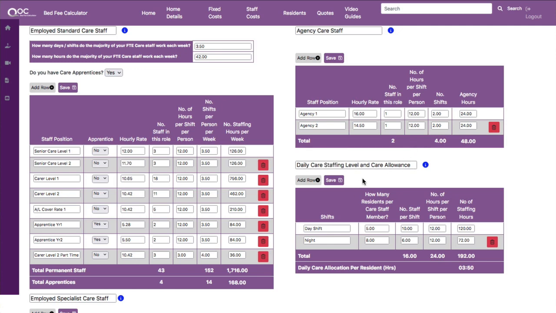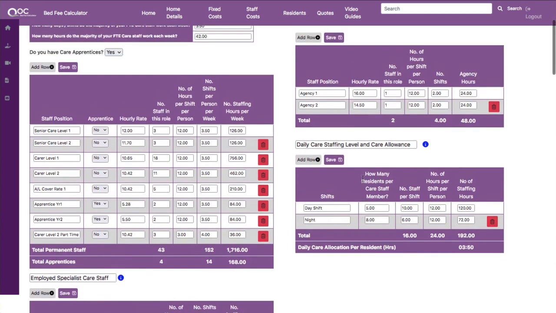And then the number of staff working on a particular day, a particular 24-hour period, is shown here as I showed before. Again, this isn't about your employed specialist care staff. This is your general staff that will be delivering the same kind of care to all the residents. So on a 24-hour period, you have 16 care staff delivering care for 192 hours.